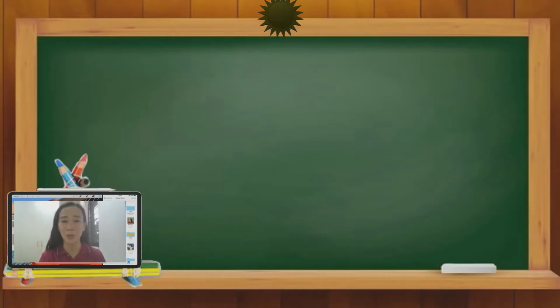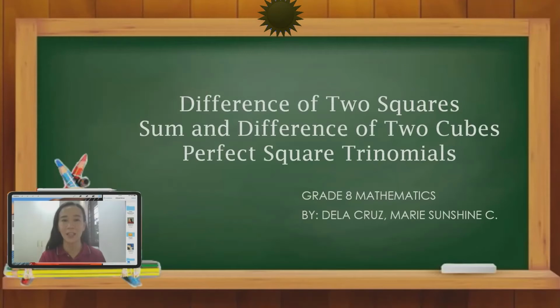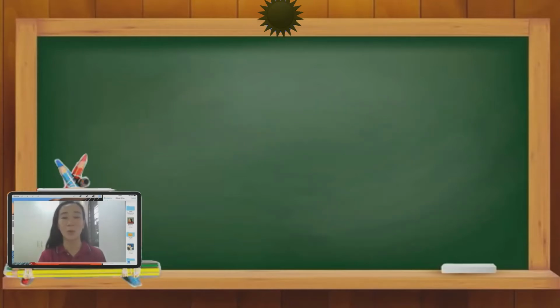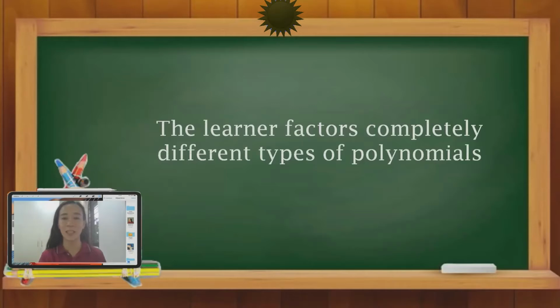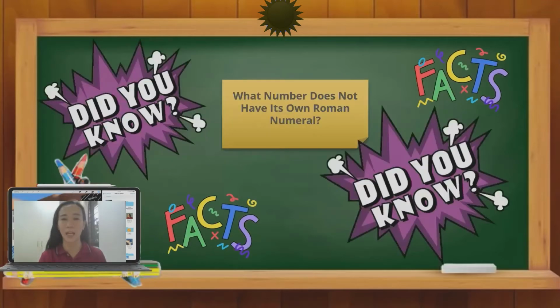Our topic for this week is all about the difference of two squares, sum and difference of two cubes, and the perfect square trinomials. What is our most essential learning competency? That is, the learner factors completely different types of polynomials.